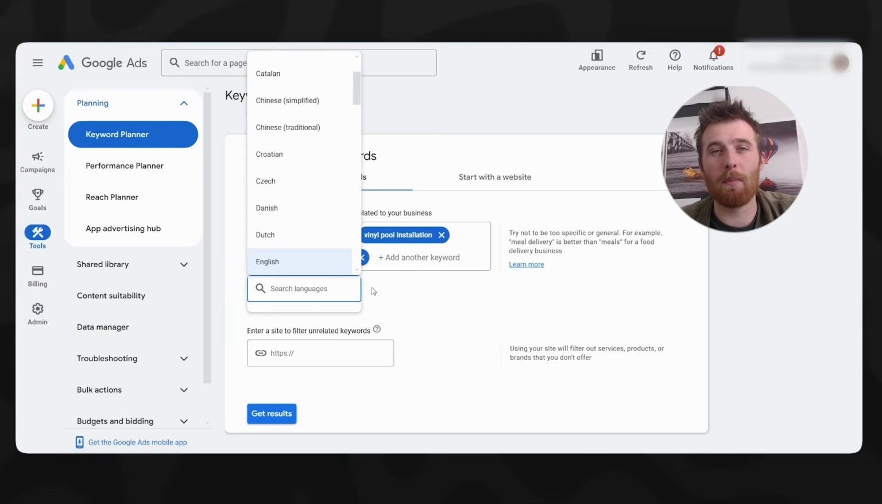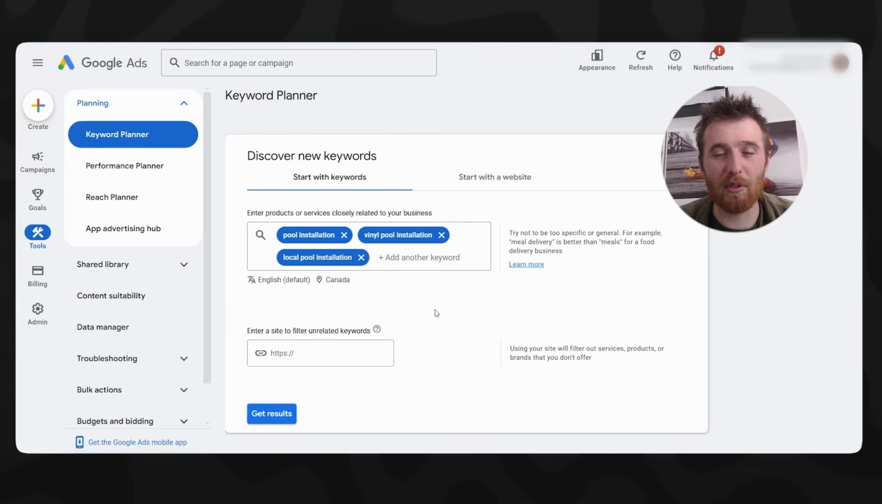So we need to know how many people are actually searching and typing this into Google. If there's no one searching, Google Ads isn't going to do us any good. So we need to make sure this is accurate. The next thing is the actual location settings here. Please do not forget this.